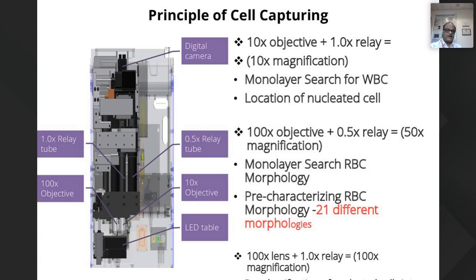Later on, the 100x objective comes into work, where it is going to go for a monolayer search itself. That means the slide moves until you get a monolayer of RBCs, where the oil is dispensed, and then the 100x sits over there. So by that, it is going to take 21 different morphologies, counting nearly around 3000 RBCs to give you the pictures. Okay. Now that you have to understand.